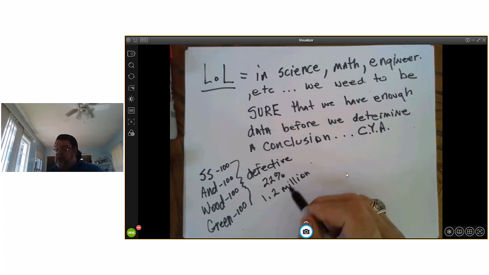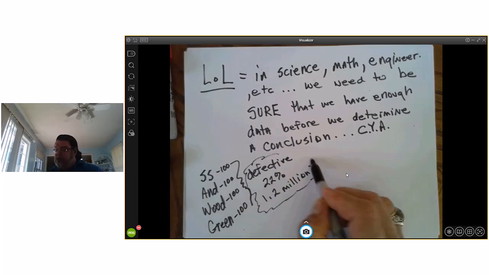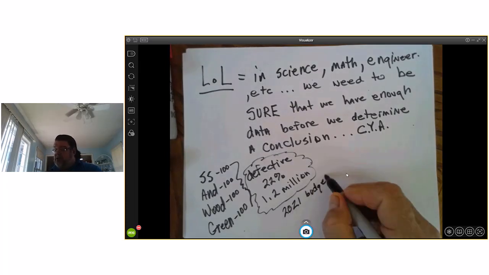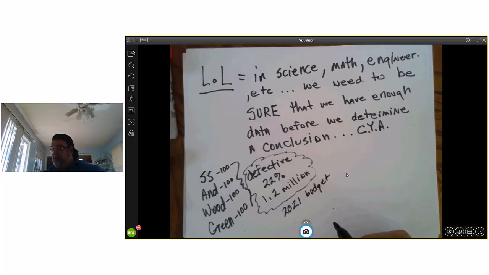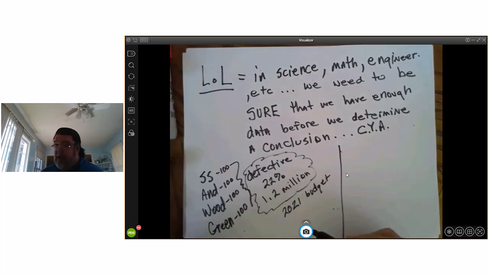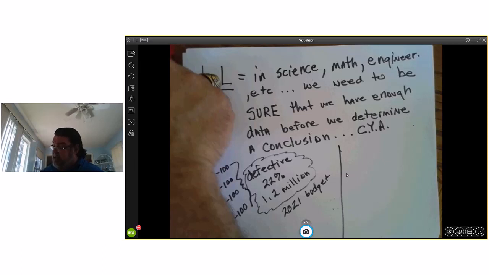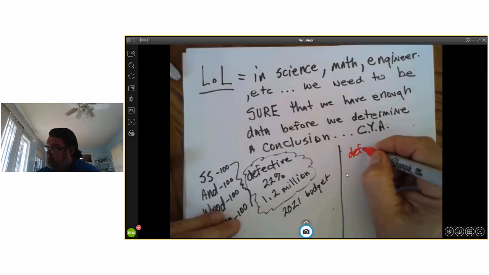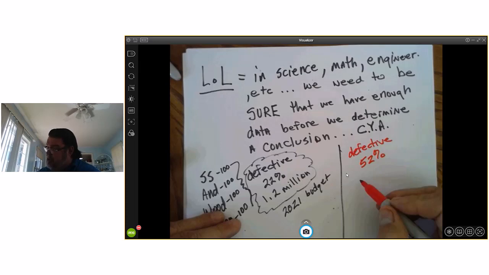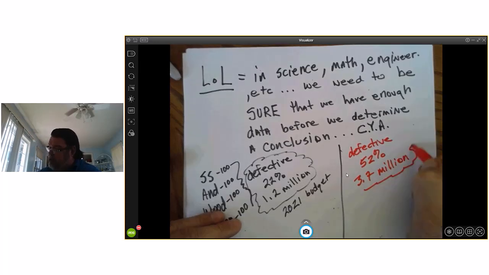Okay, so in the budget for defective tires, we need to count in $1.2 million for the 2021 budget. And everybody looks at you and goes, "Oh, that's nice. You did a good job, Bob. Good job." Okay, and everybody pats you on the back. And next year rolls around, and before they do the predictions for next year, they talk about from 2020 to 2021, and they say, and we'll do this in red, they say that the defective tires was 52%, which means that it was 3.7 million.